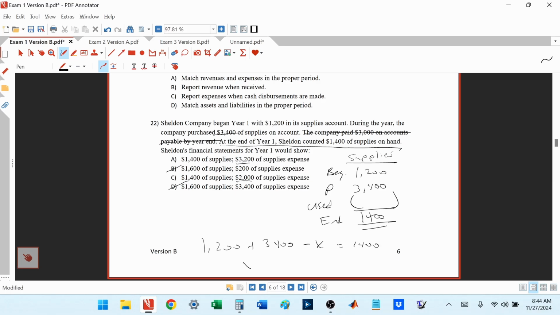Solve for X. So the dollar value of supplies we used would be the $1,200 minus the $1,400 plus the $3,400, which is $3,200. So that's the supplies expense. That rules out C, and we're left with A.